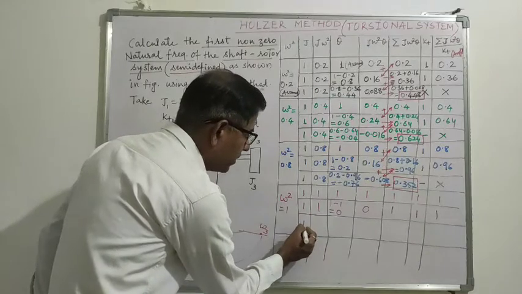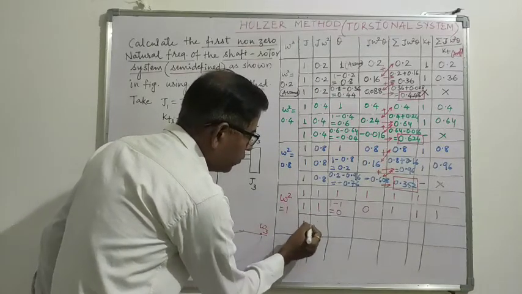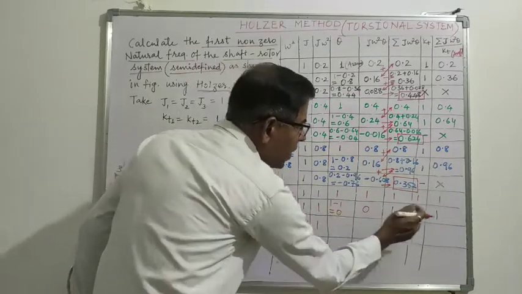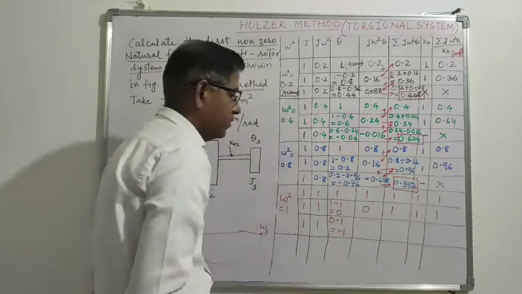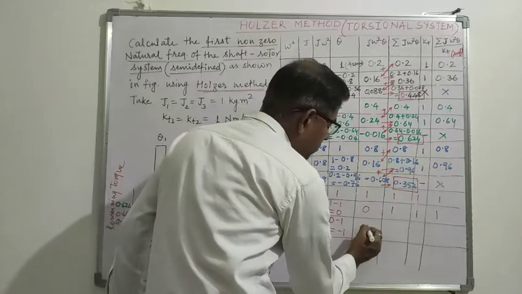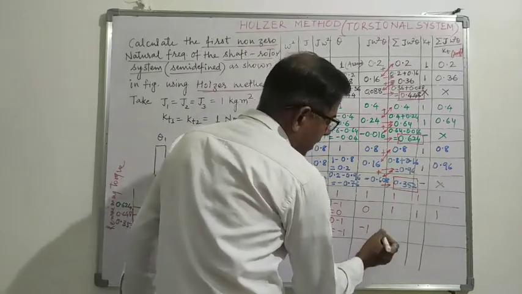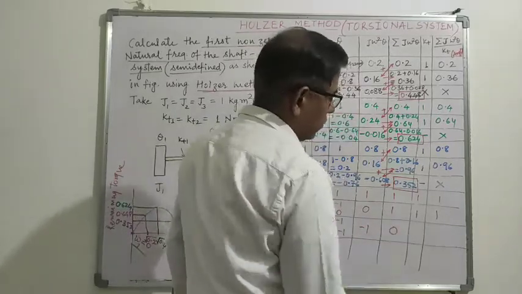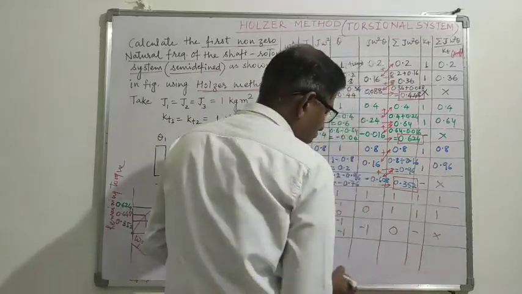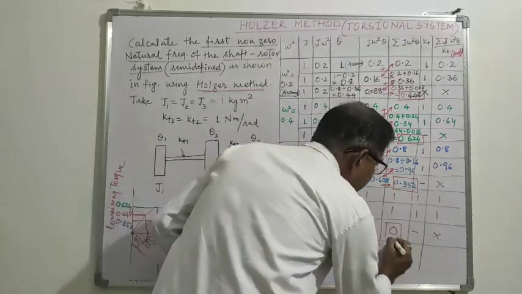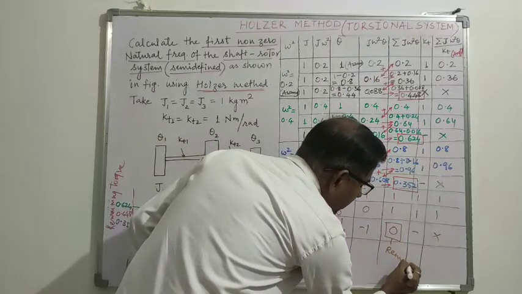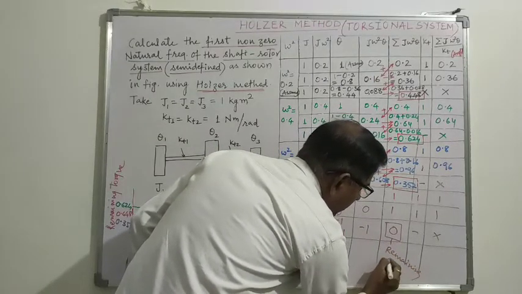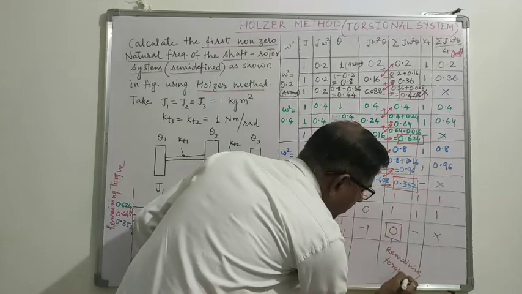Now in the third iteration it is 1. So 1 into 1 is 1. Now 0 minus 1, so the answer is minus 1. And minus 1 into 1 is minus 1. And this 1 and minus 1, the answer is 0. So here you can see that we have obtained the remaining torque equal to 0.